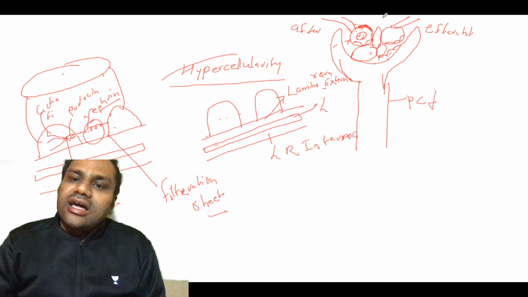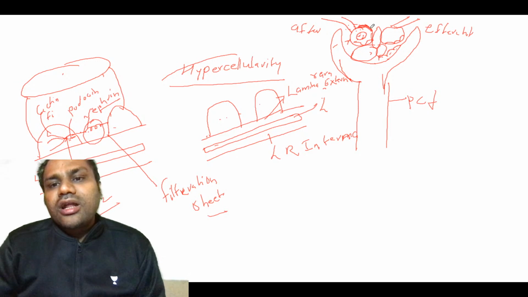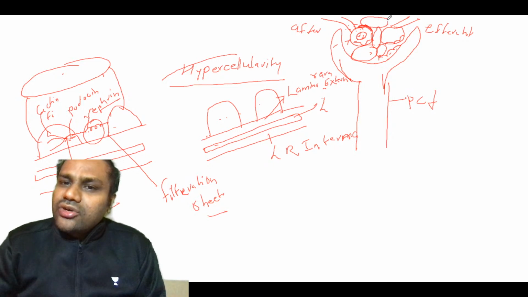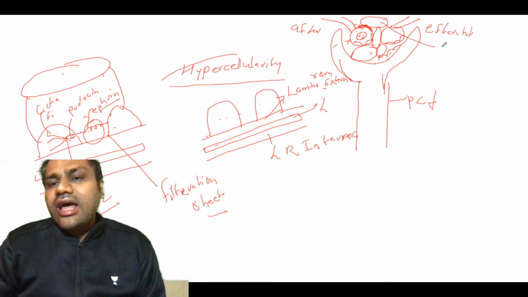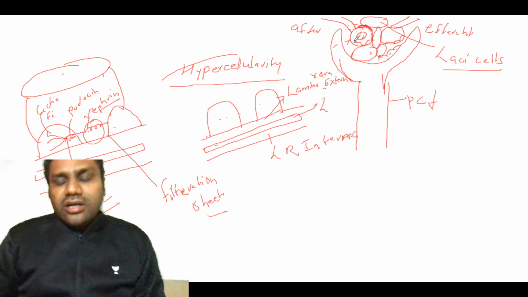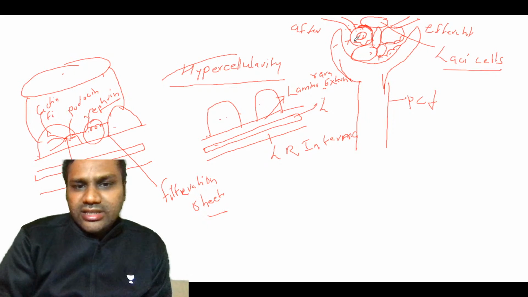There will be extraglomerular mesangium over here, and this extraglomerular mesangium will have Lacis cells. So these are the things you need to remember about glomeruli, which we have talked about previously.